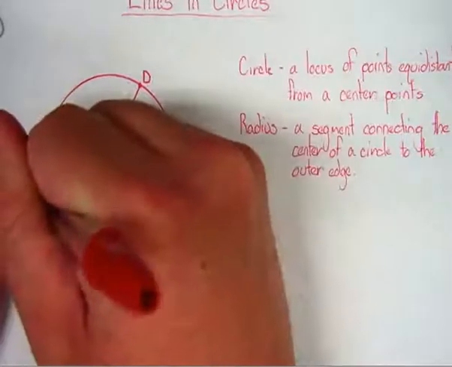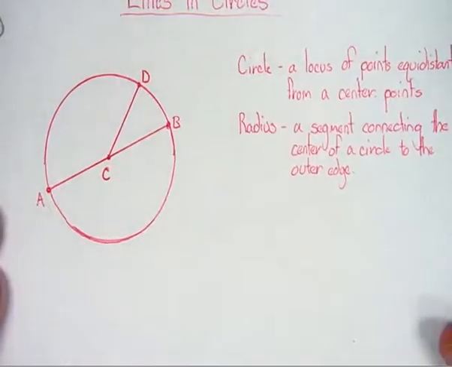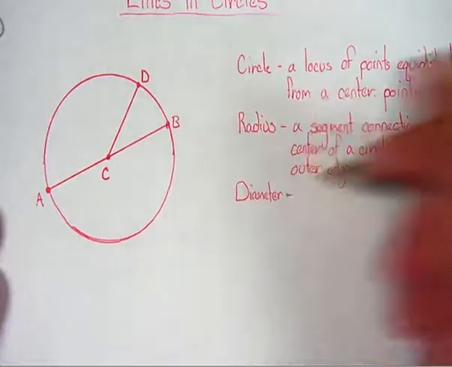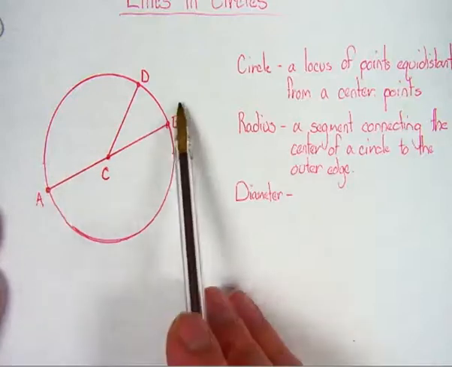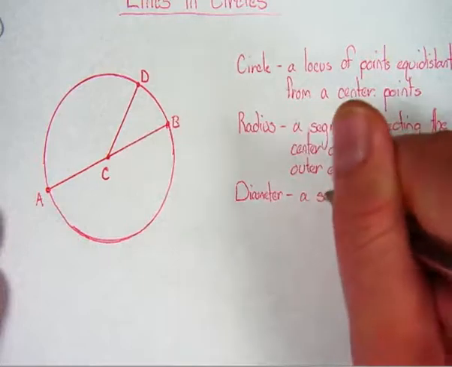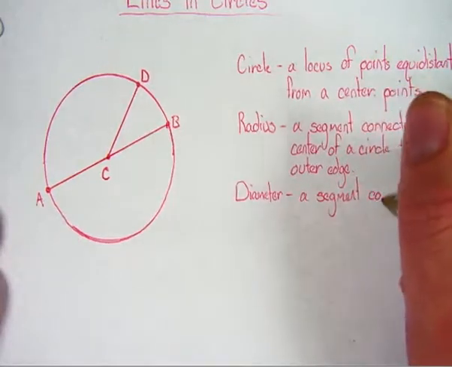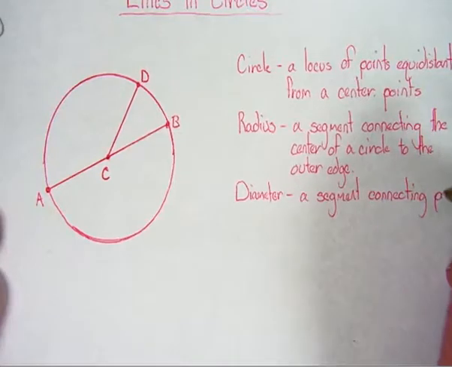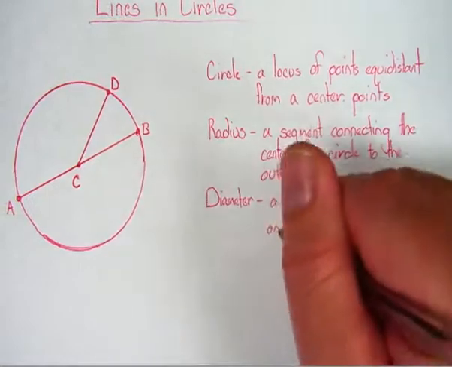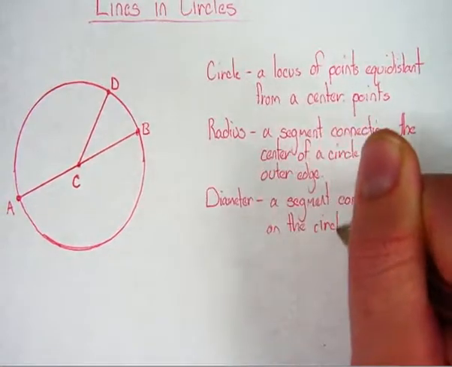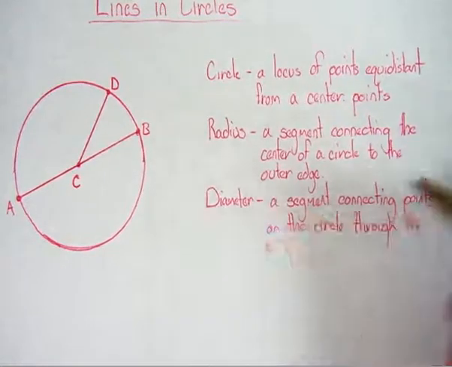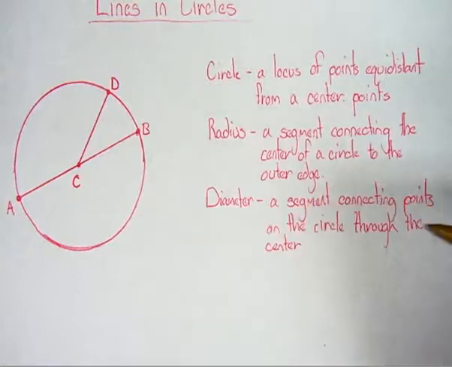And I'll label them. Segment AB is what we call a diameter. And a diameter is just a segment that connects 2 points on the circle itself through the center. So it's a segment that connects points on the circle. Again, I should probably make this where you can read it: connecting points on the circle through the center of the circle. And it's very important that this does pass through the center. If it doesn't pass through the center of the circle, it is not a diameter.